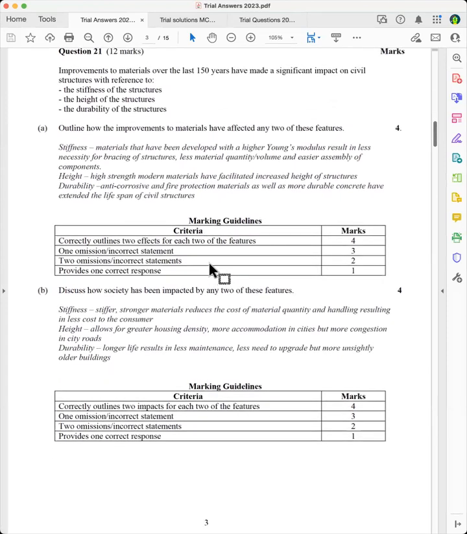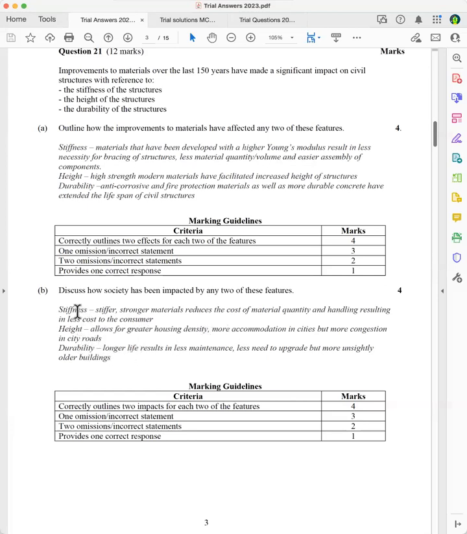21B, discuss how society has been impacted by any two of these features. Again, don't say society has been positively impacted by the stiffness of, we don't want to know that. We just want to see how stiffness has impacted society. And so you just do it succinctly. Stiffer, stronger materials reduce the cost of material, quantity, and handling, resulting in less cost to the consumer. Height allows for greater housing density and durability, longer life.